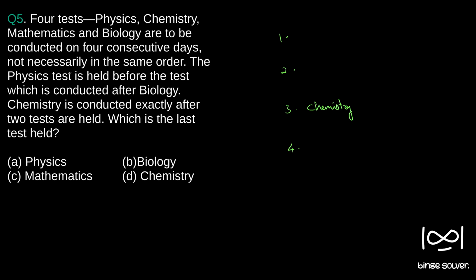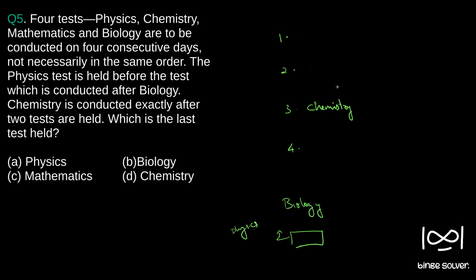Then it is given physics test is held before the test which is conducted after biology. So that information means there is a test after biology, and physics has to come before this test. Okay, that is the information given. There is a test after biology and physics should come before this test. So from that we know that fourth should not be biology, right? Fourth cannot be biology, since there is a test that is coming after biology. So biology is either 1 or 2.